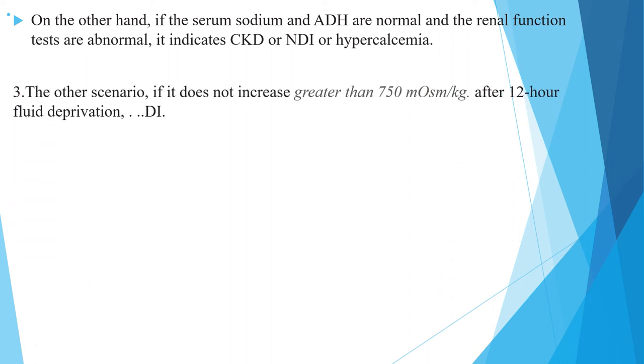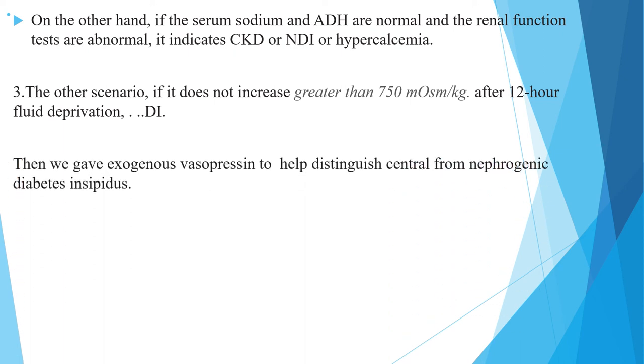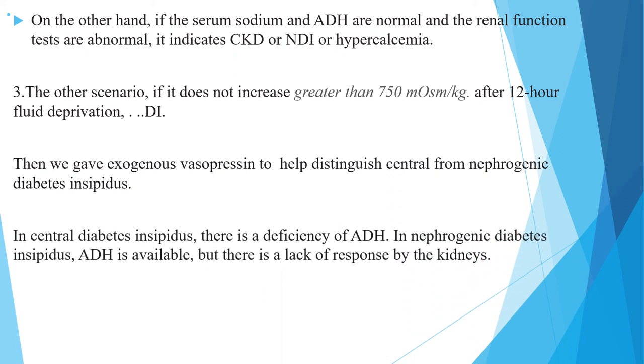The other scenario: if it does not increase greater than 750 millimoles per kg after 12 hours of fluid deprivation, it tells us the presence of diabetes insipidus. And then we give exogenous vasopressin to help distinguish central from nephrogenic diabetes insipidus. In central diabetes insipidus, there is a deficiency of ADH, and in nephrogenic diabetes insipidus, ADH is available, but there is lack of response by the kidney. So if a patient responds to exogenous vasopressin, it is central. And if it is not responding, it is nephrogenic diabetes insipidus.